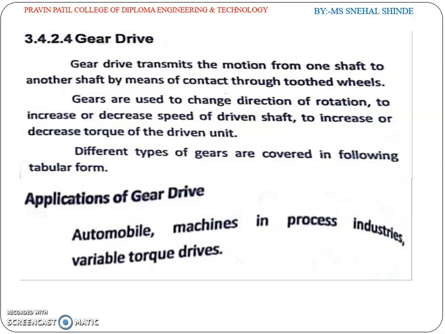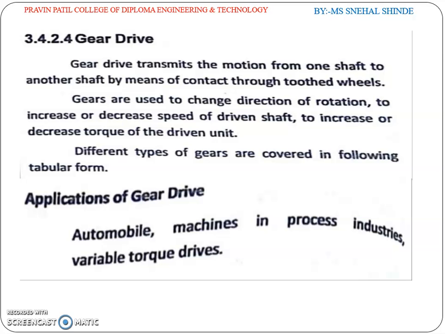Gear drives transmit motion from one shaft to another shaft by means of contact through toothed wheels. Gears are used to change the direction of rotation, to increase or decrease the speed of a driven shaft, and to increase or decrease the torque of the driven unit. Different types of gears are covered in tabular form in the next slide. Applications of gear drive are automobile machines, process industry, and variable torque drives.